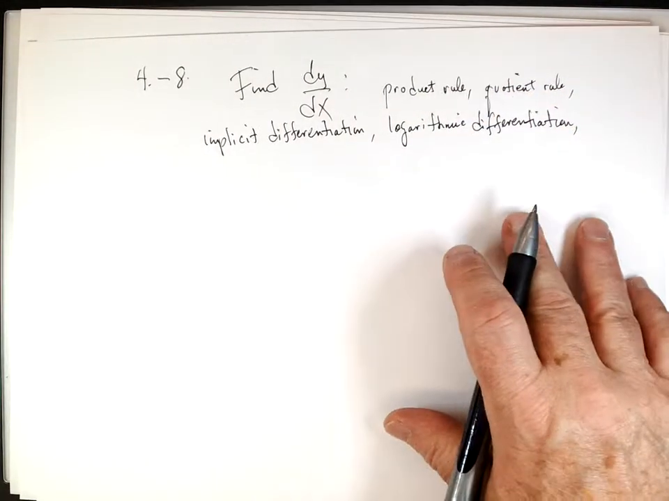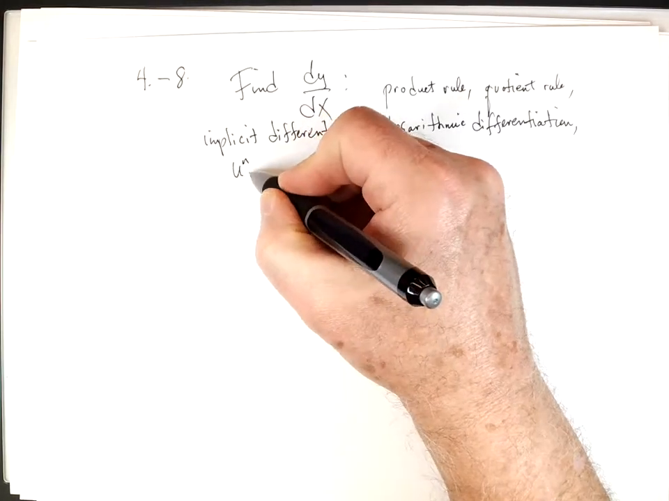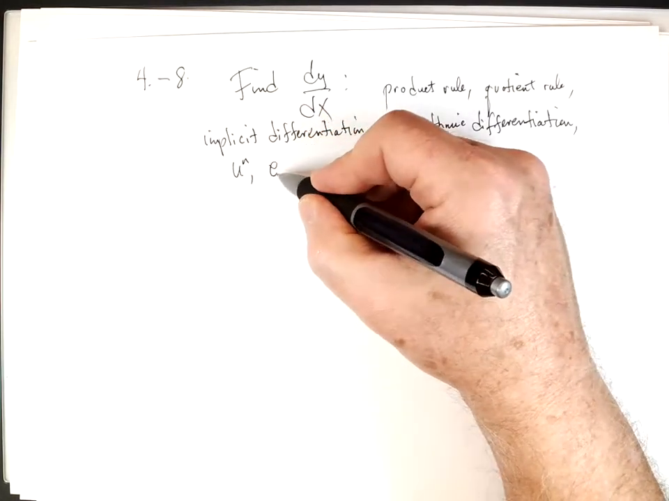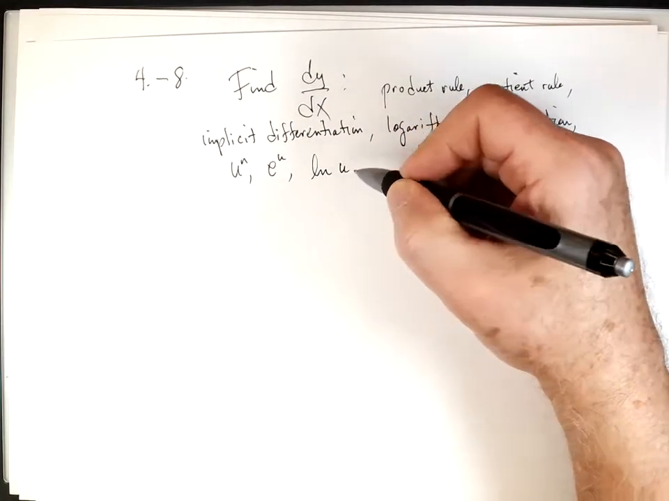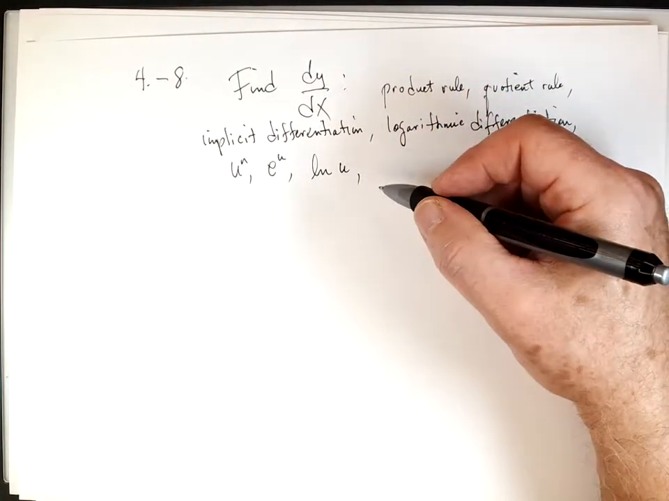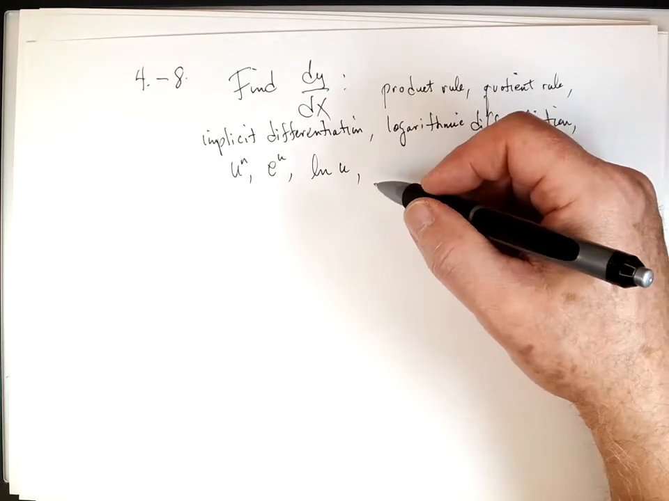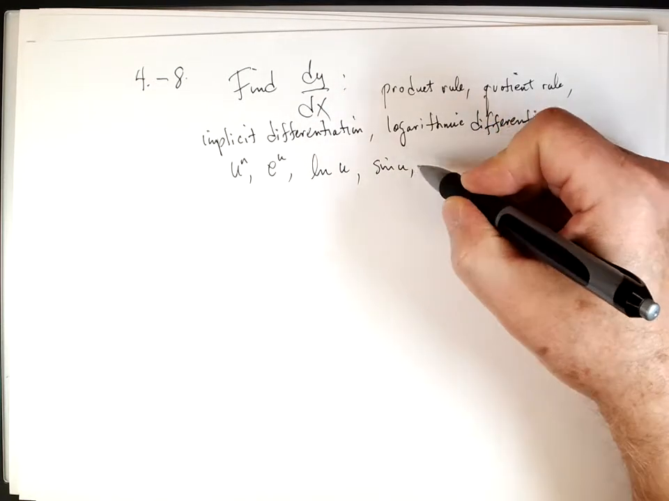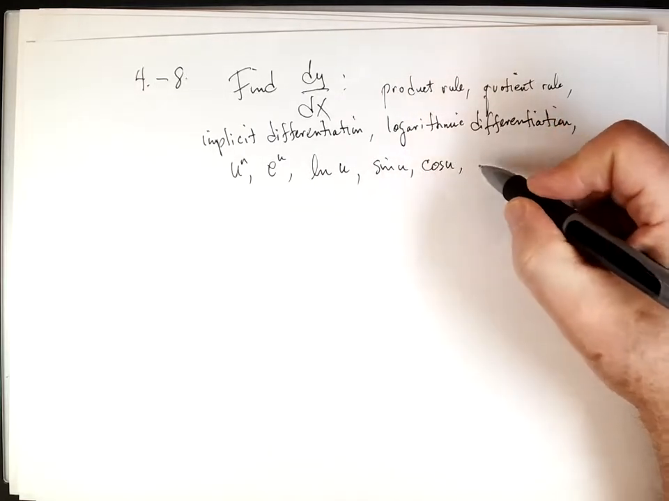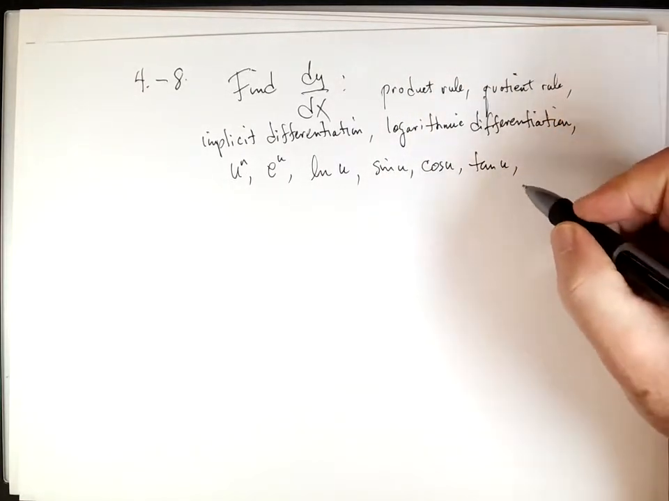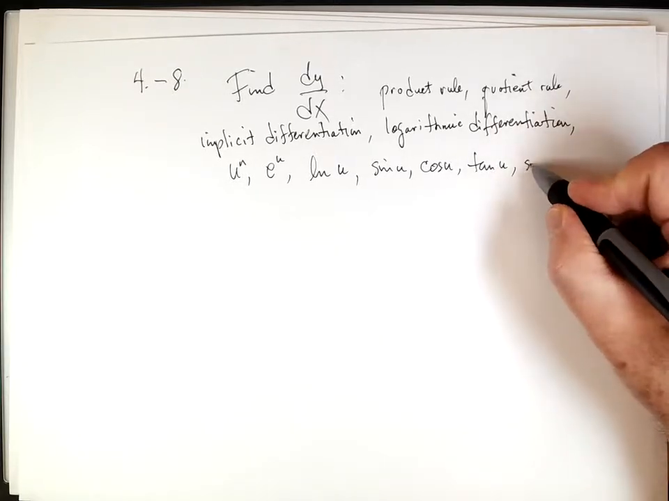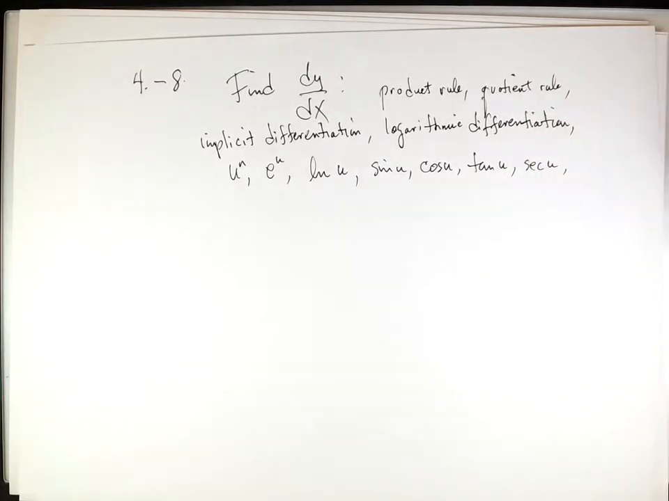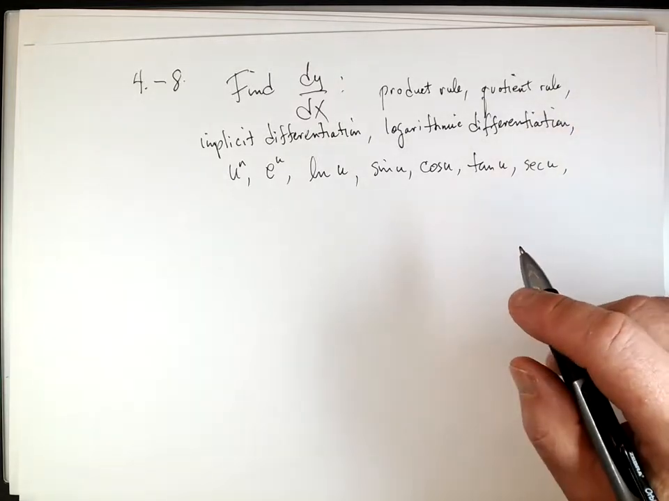You should also know forms. You should know u to the n form, e to the u form, natural log u form. You should know sine u, cosine u, tangent u. I don't think I'd give you a secant. No, I wouldn't give you a secant, but you should know secant u. Well, you should know it.